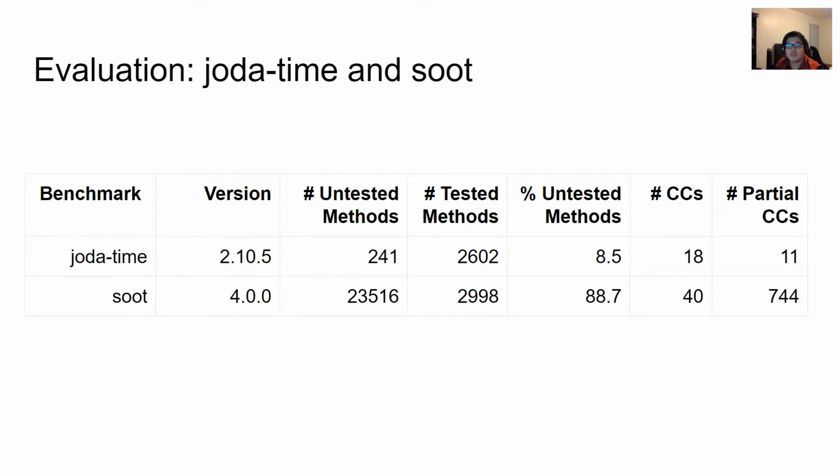For Joda-time, the untested methods that do exist tend to cluster around a small number of classes. That is, many of the PCC methods share the same superclass. Such clustering of untested methods suggests that Joda-time may be an especially suitable candidate for test generation. Soot, on the other hand, appears to be poorly tested. However, more than half of the untested methods are from generated code.